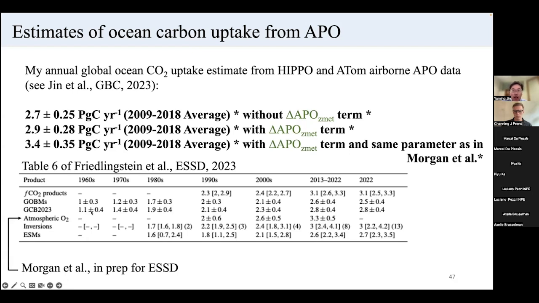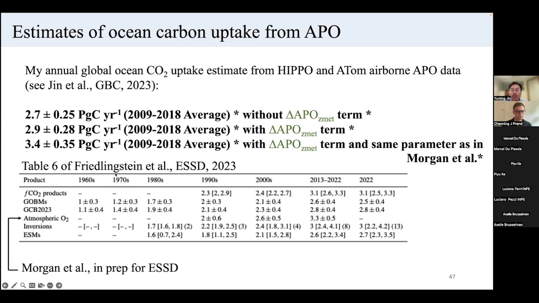This table comes from the recent global carbon budget, and these estimates use slightly different parameters from what I used for my GBC paper, which should provide a larger uptake compared to my original calculation. So with his parameters, I can revise my estimate to 3.4 plus or minus 0.35 petagrams carbon per year. And this is very consistent with what we learned from the station data.